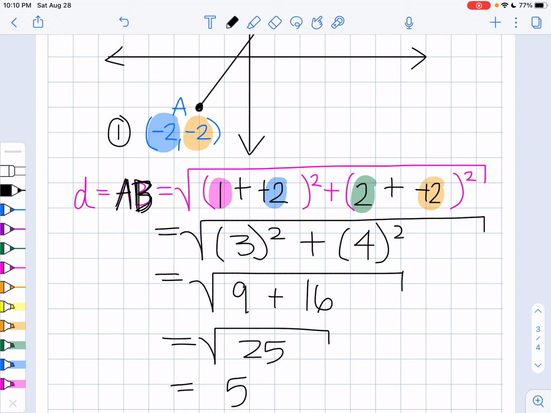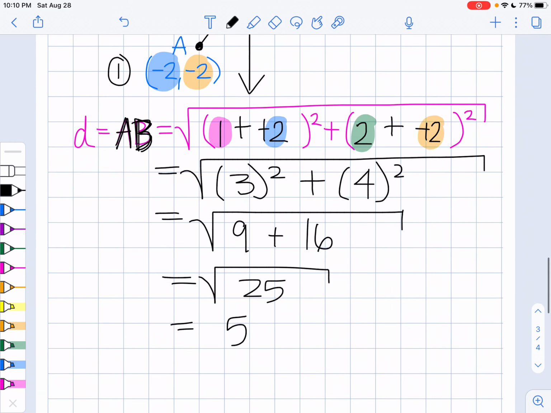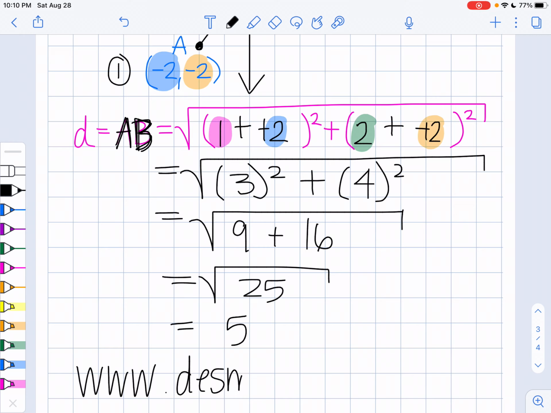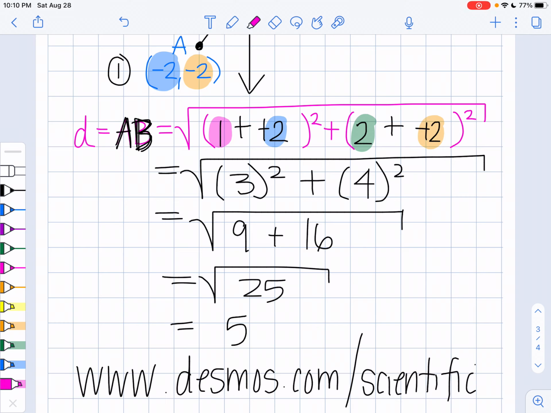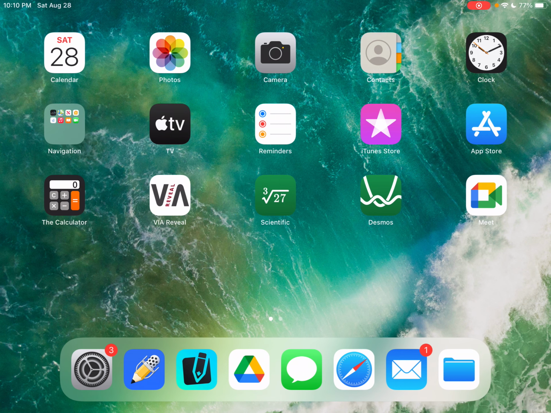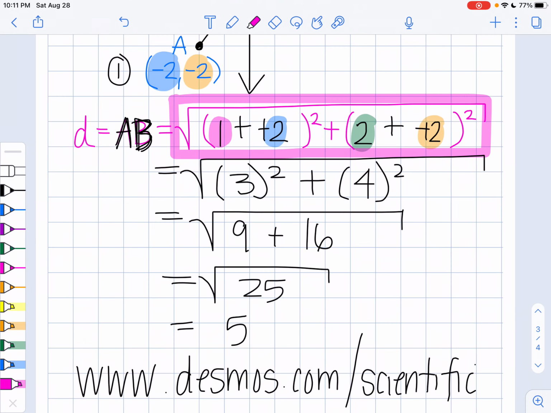Now all your answers might not be so nice and neat, so feel free to use a calculator if you have to. If you need to use the Desmos calculator, www.desmos.com/scientific. Okay, if you need help, you can literally type in the whole expression the way that we wrote it out initially, and it'll figure it out for you. It's a pretty handy calculator, and you can download an app, by the way. Looks like this one. You can't see it. It's this one that has the cube root of 27 that says scientific underneath. That's the app you want to use.